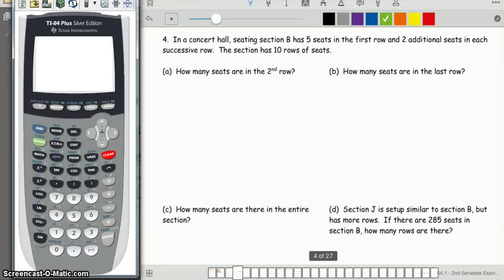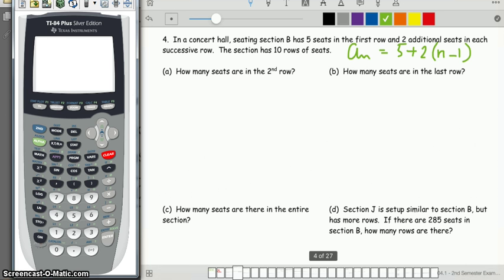Number 4: in a concert hall seating, section B has 5 seats in the first 2 rows and 2 additional seats in each successive row. The section has 10 rows. So, it's an arithmetic sequence, and my equation is going to be a sub n equals 5 plus 2 times n minus 1. Remember, 2 is the common difference, 5 is the first term.